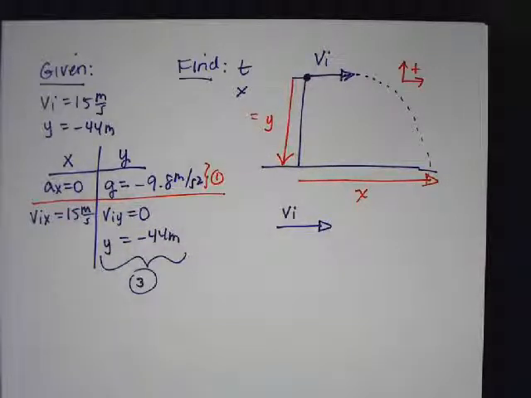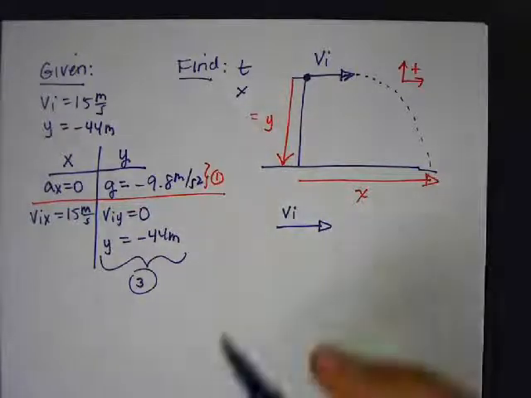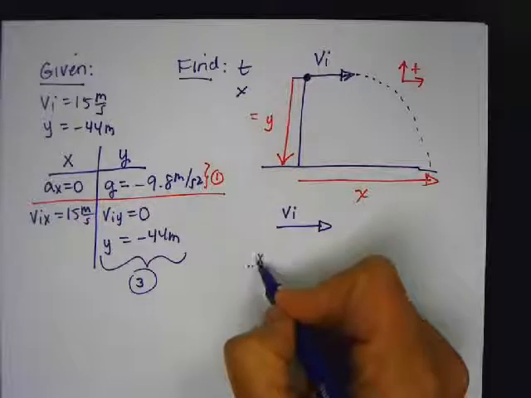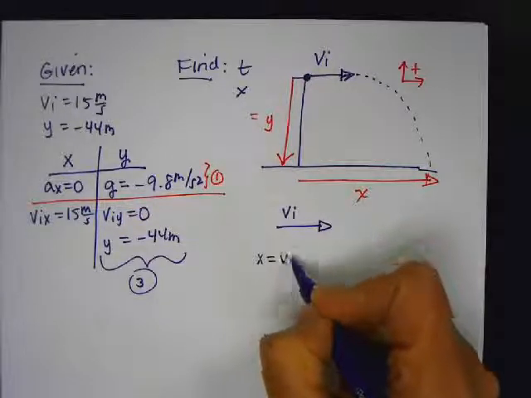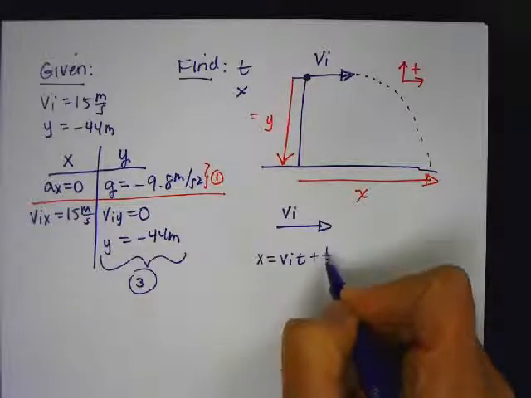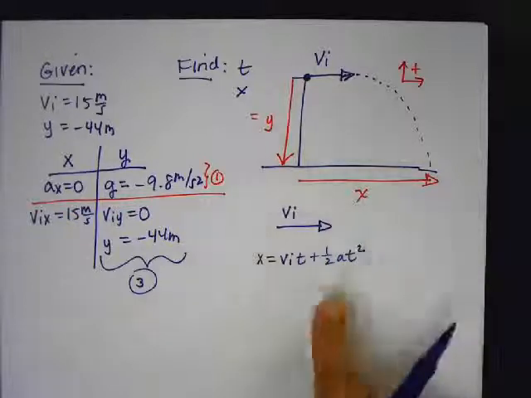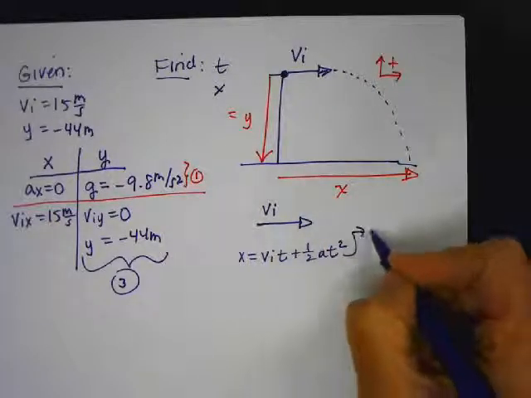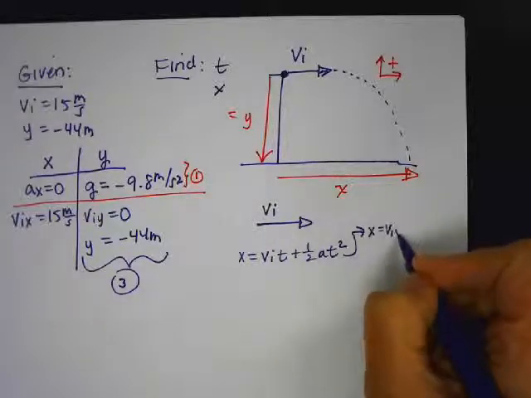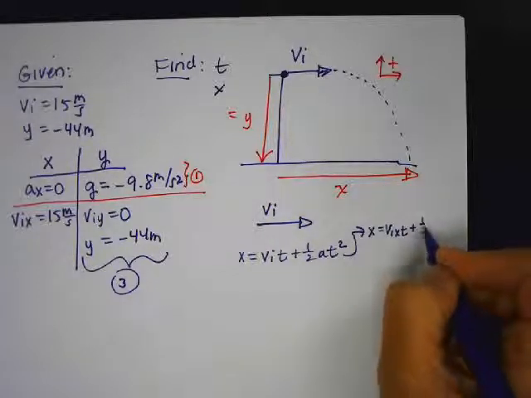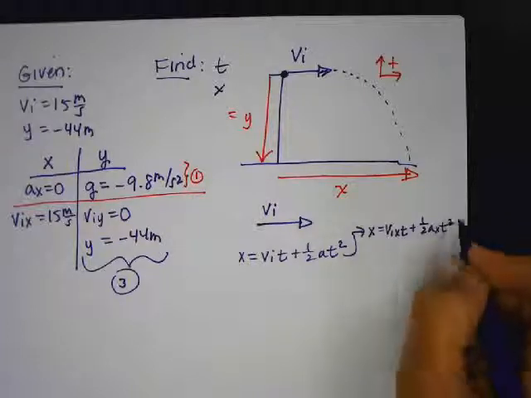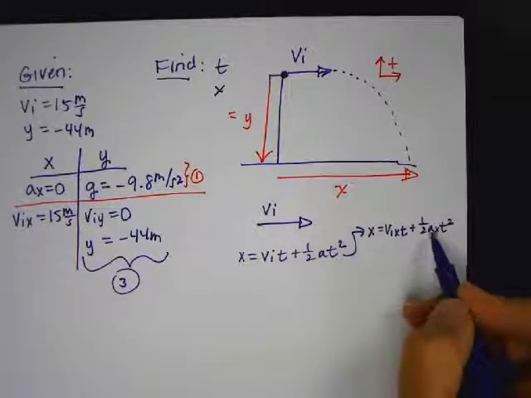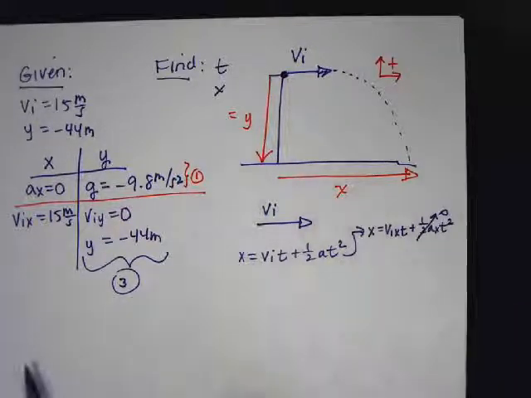Now remember, we're using the same equations we used before. Remember our equation x is equal to VIT plus 1/2 AT squared. Now we take the same equation and I can apply it horizontally, so it becomes x is equal to VIXT plus 1/2 AXT squared. But you know what happens? Since AX is always 0, that disappears.